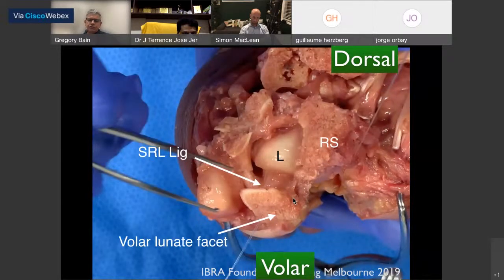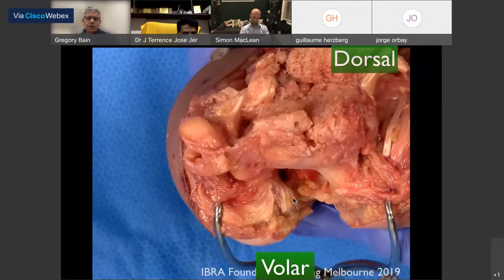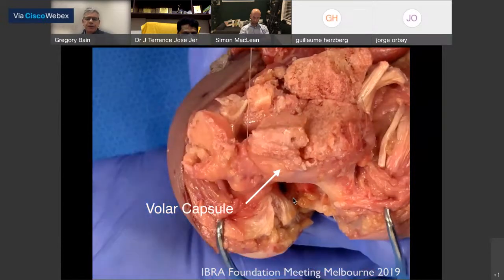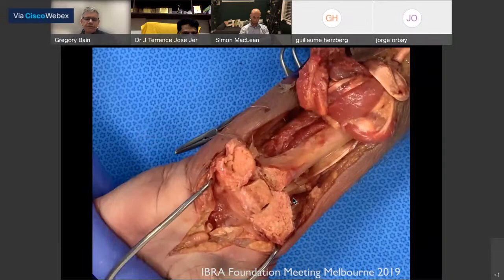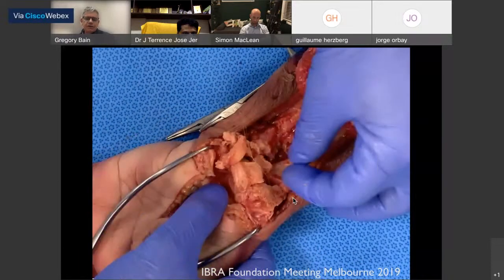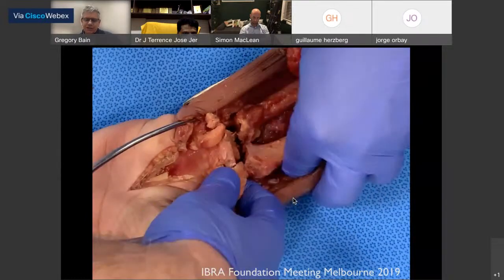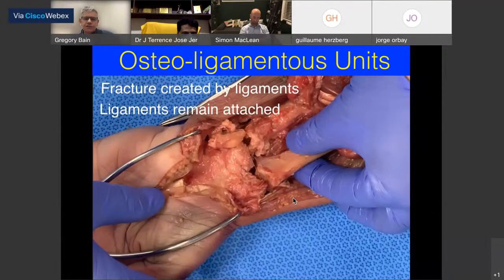And as we bring this distal radius fracture back and reduce it in position, we can see that all these ligaments remain attached to the distal radius. And as we bring it back into position, we can see that no fracture fragments fall out of the wrist. But it's amazing how hard it is to reduce some of these fractures when it looks so easy in this cadaveric model. But we can see how these ligaments remain attached despite this.